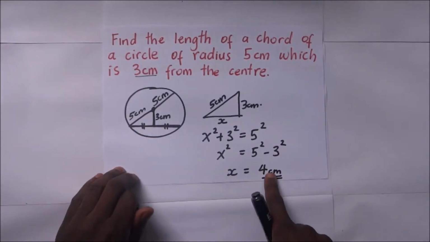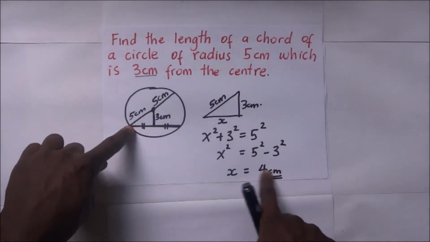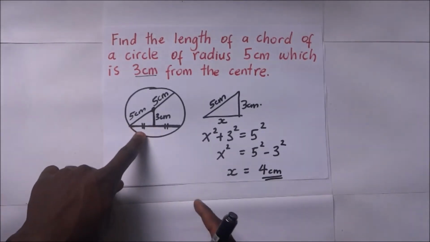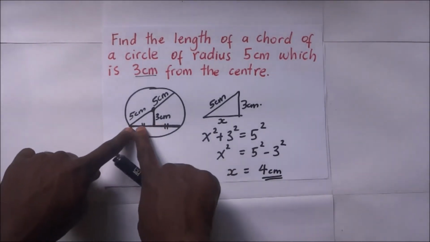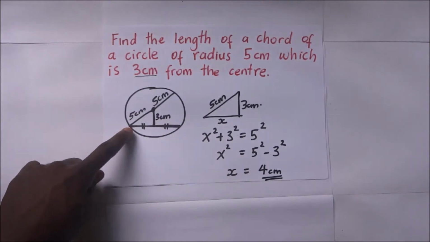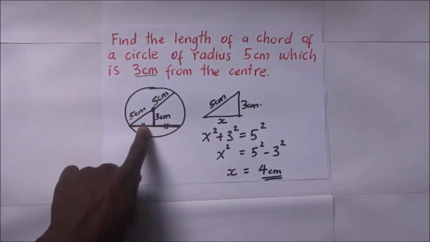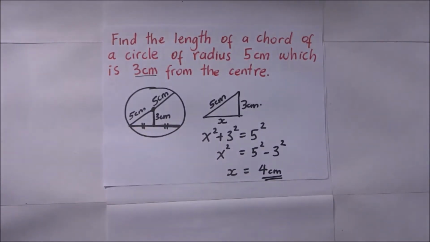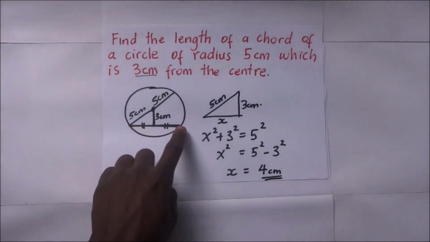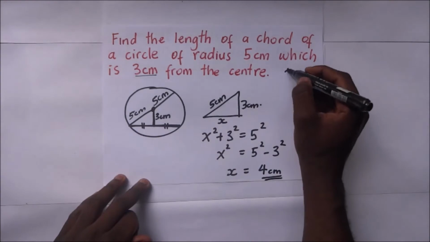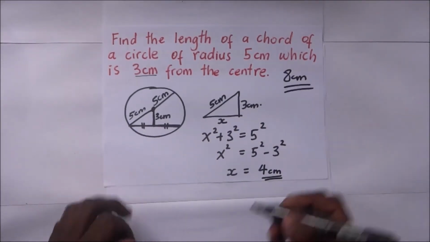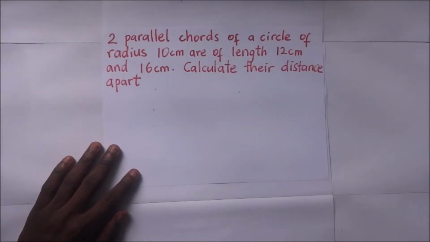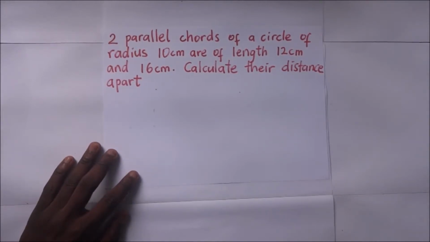When we get our value of x as 4 centimeters, it means the distance from here to here is 4 centimeters. But we are aware that this is half of the whole thing. So it means that the length of the entire chord is 4 centimeters plus 4 centimeters, which is 8 centimeters. So the length from here to here is 8 centimeters. That's the answer.